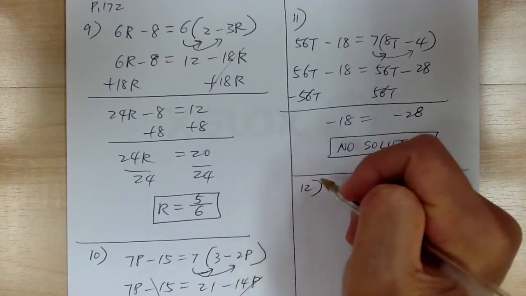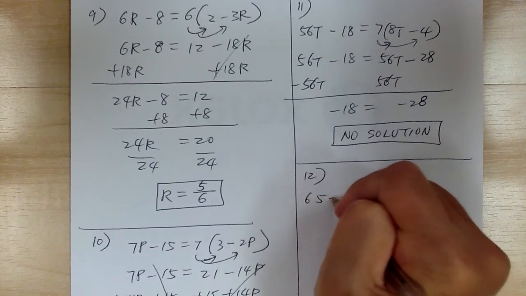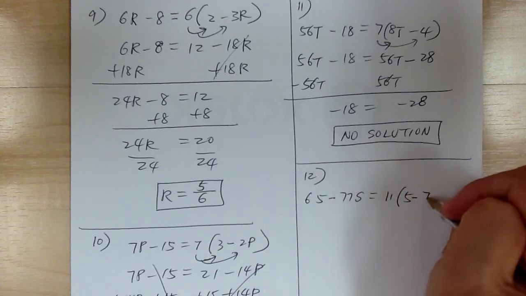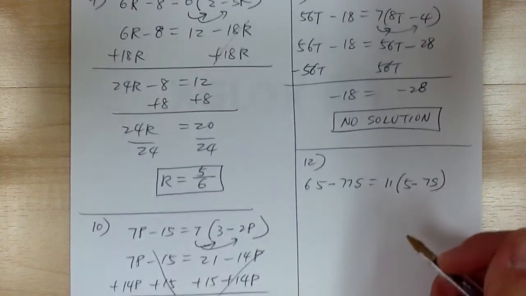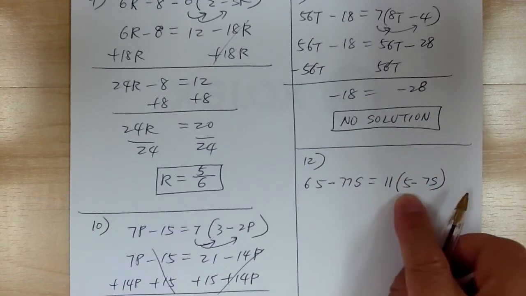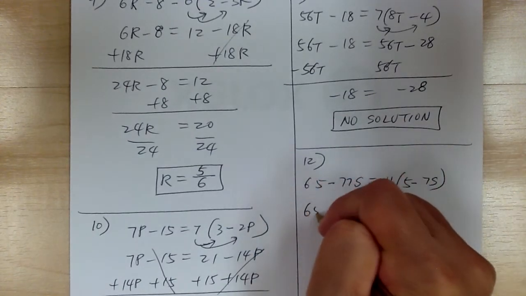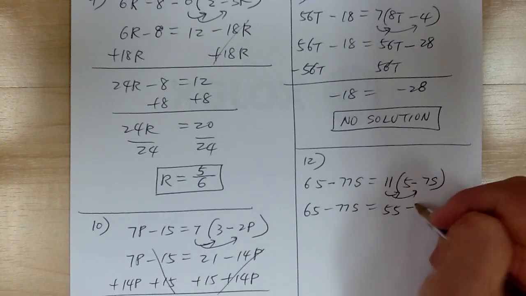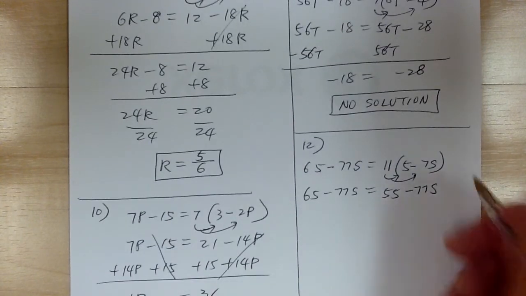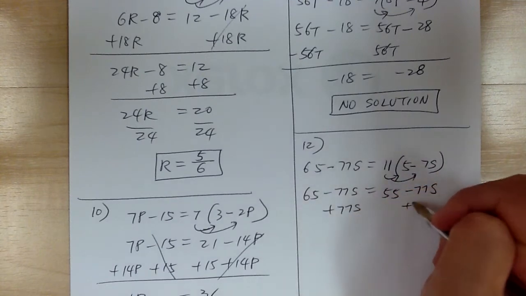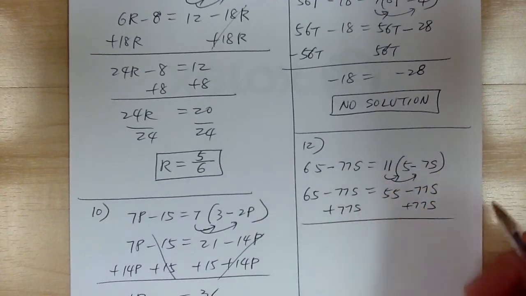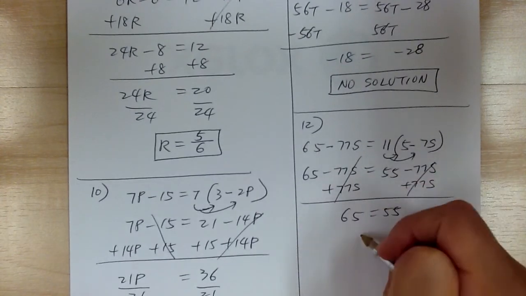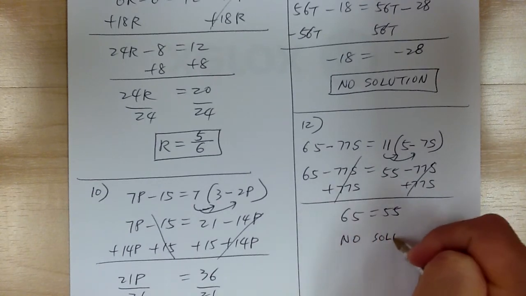Okay, let's go to number 12. You got 65 minus 77s is equal to 11 times 5 minus 7s. So let's undo the grouping symbol. So 65 minus 77s equal to, multiply, you get 55, multiply, you get minus 77s. And again, if you consolidate your variable plus 77s, you can always focus on the variable first because that's your focus, right? So you got 65 equal to 55. Again, this one is no good. So the answer would be no solution.